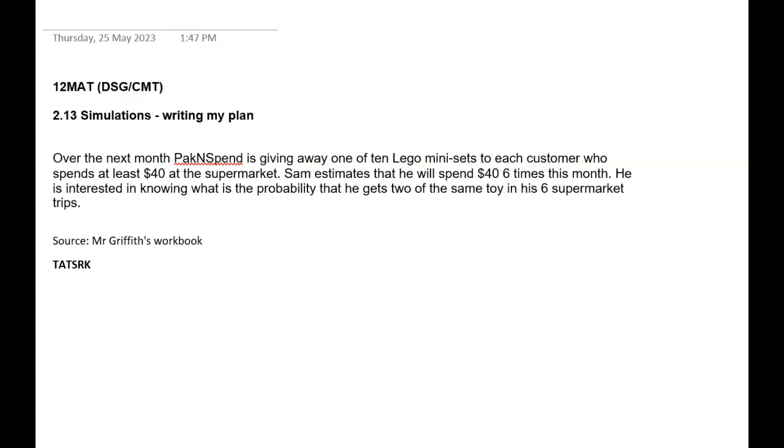Over the next month, Pack and Spend is giving away one of 10 Lego mini sets to each customer who spends at least $40 at the supermarket. Sam estimates that he will spend $40 6 times this month. He is interested in knowing what is the probability that he gets 2 of the same toy in his 6 supermarket trips. Okay, so you can see from looking that there are no probabilities given. There's nothing really very complicated about this situation.